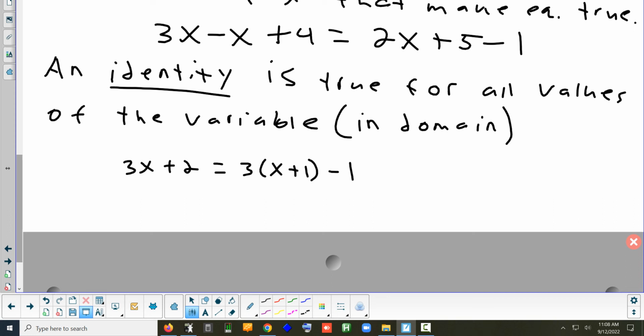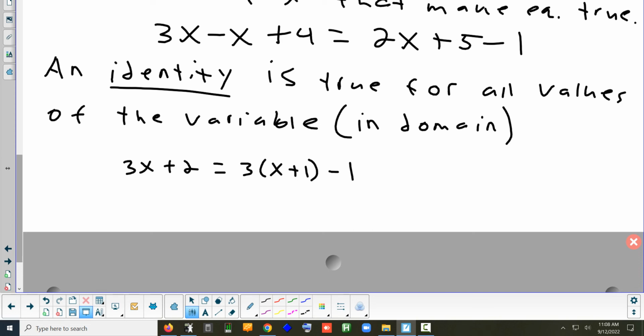Here's another example of an equation that's an identity. 3x plus 2 is what you have on the left. And if you simplify the right, you have 3x plus 2 on the right. Same thing on both sides. So the solution there is all real numbers. Any questions on that?